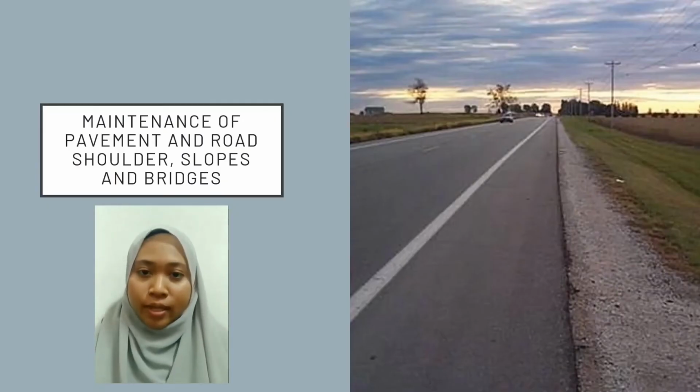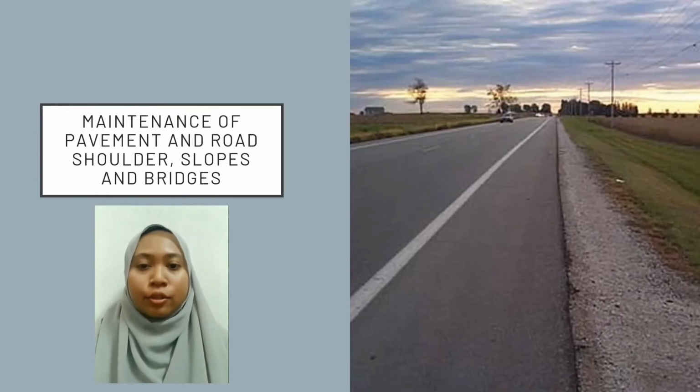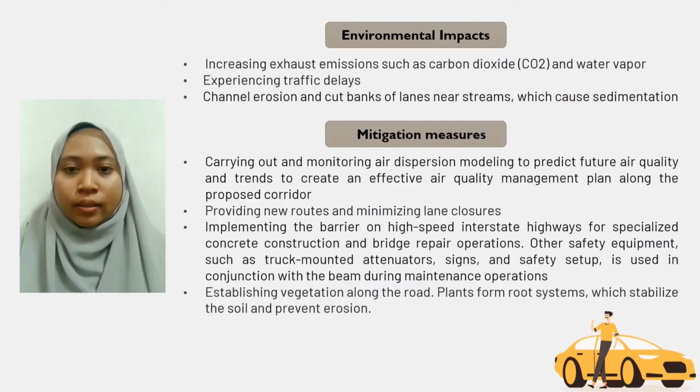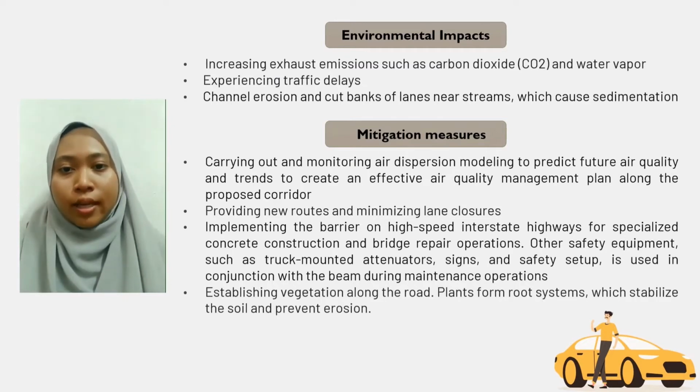The next operational phase is maintenance of pavement and road shoulder, slopes and bridges. The maintenance will increase the exhaust emissions such as carbon dioxide and water vapor to the environment. There will be traffic delays because of these activities. It also can cause channel erosion and cut banks, which then lead to sedimentation.